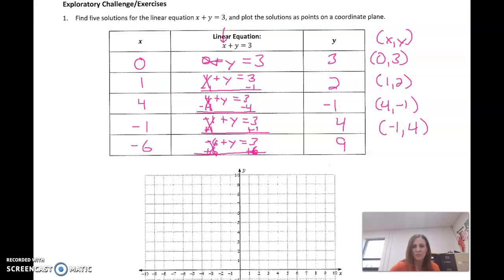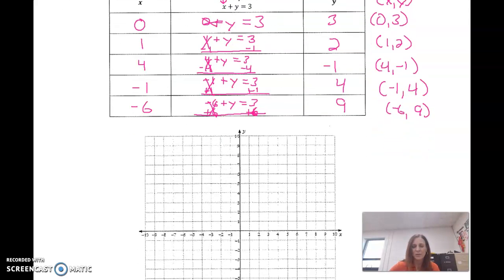-1 and 4, -6 and 9. So let's start with 0, 3. 0, remember, here's our x-axis. I don't move left or right at all, and I'm going to go up to a 3. 1, 2. I'm going to go over 1 and up 2. 4, -1 will be right here. And if you're struggling at all with the plotting points part, don't let that hold you back. Come see me. Okay, let me help you with that. That's a quick fix. I can help you with that.